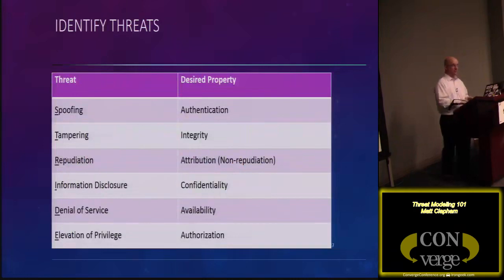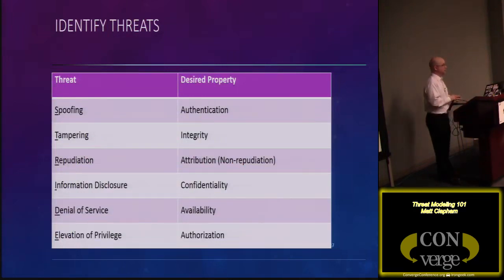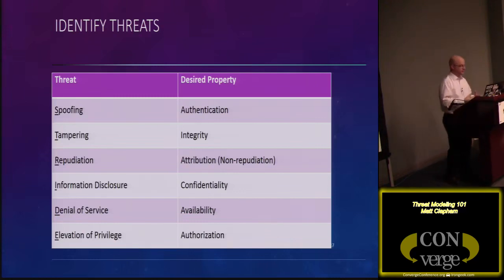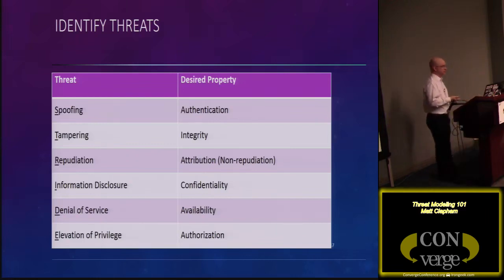Okay, so once that diagram is all put together, we can start to talk about threats. How many of you are familiar with the STRIDE acronym? Anybody? Oh, good, excellent. So you can see here, we've got different threats, and they're kind of simplified into 6 categories. Spoofing, tampering, repudiation, information disclosure, denial of service, and elevation of privilege.